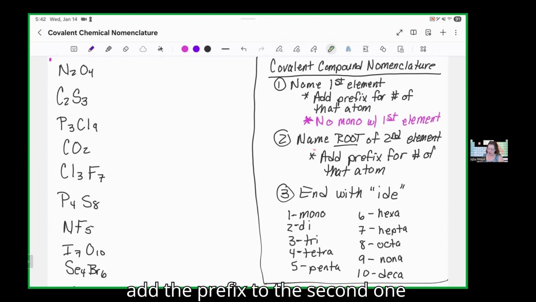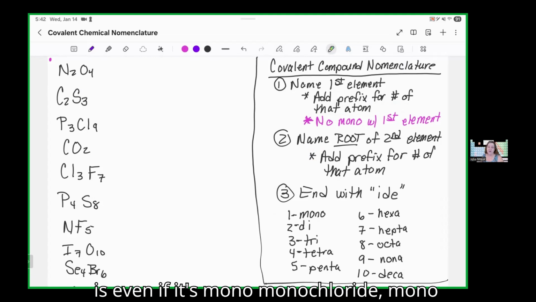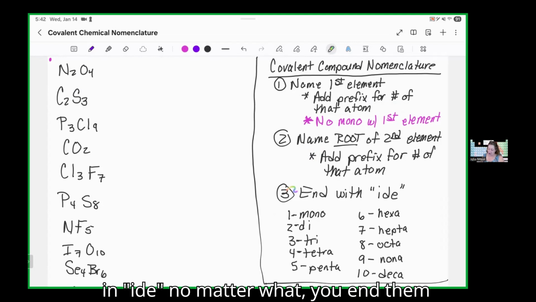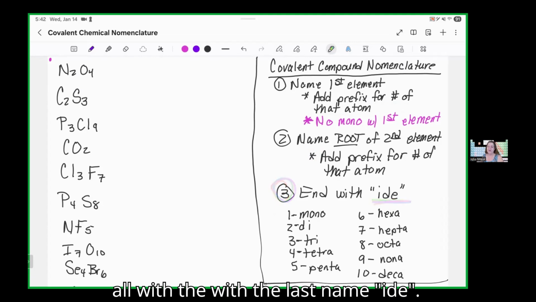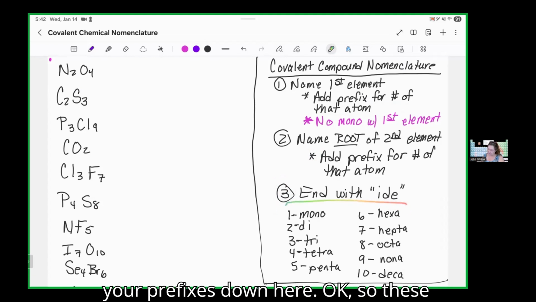And then we always add the prefix to the second one to say how many of that element there are, even if it's mono: monochloride, monocarbide. And then they all end in "ide." No matter what, you end them all with "ide." So the root plus "ide." And then your prefixes are down here.